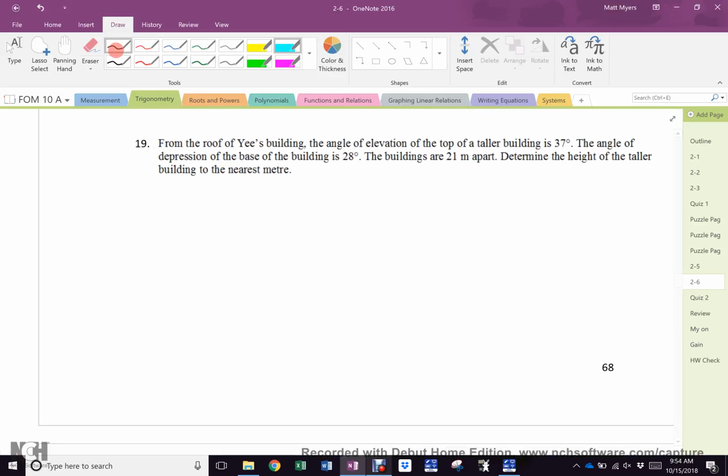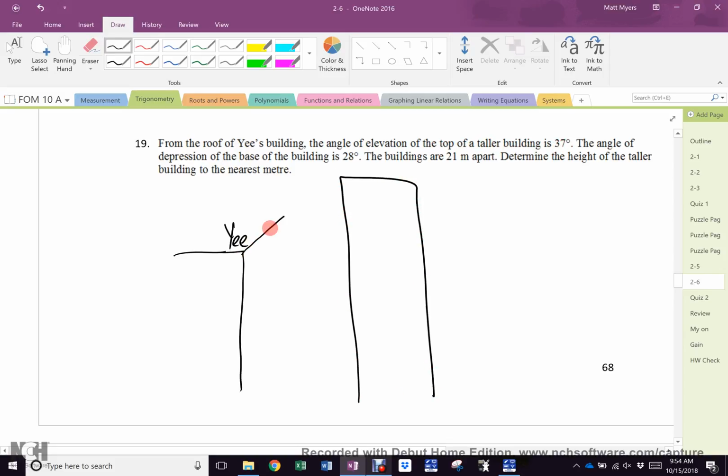Same question as Peeping Tom, slightly different. From the roof of Ye's building. So here's Ye up on the roof of his building. Don't jump, Ye. The angle of elevation to the top of a taller building. Another building. Angle of elevation, 37. Angle of depression, 28. The buildings are 21 apart. How tall is the taller building?